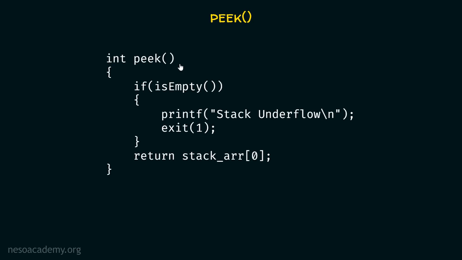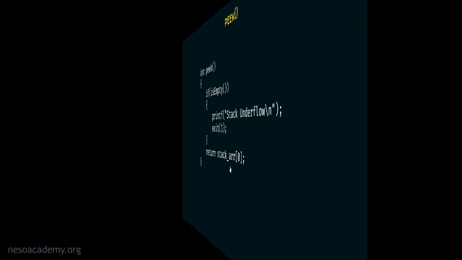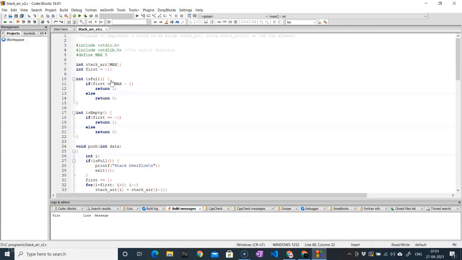We know that the topmost element is at index 0. That's why we have to return stack ARR 0. Please note that the name of the array which is representing the stack is stack ARR. Okay? Now this is the right time to see the complete code in code blocks. You can see the complete code over here.